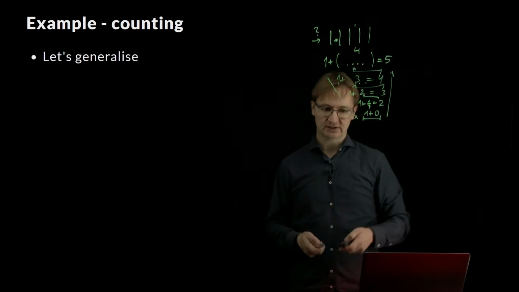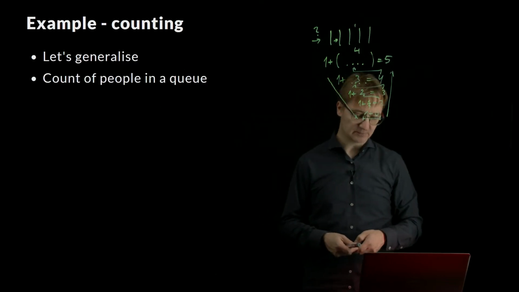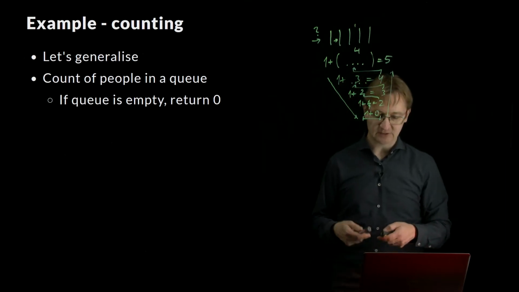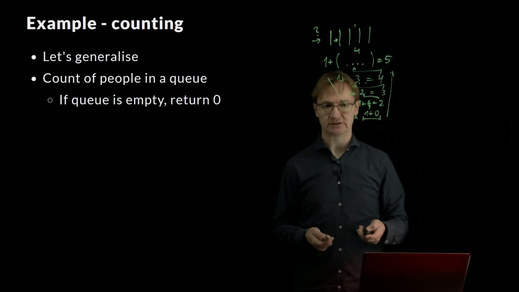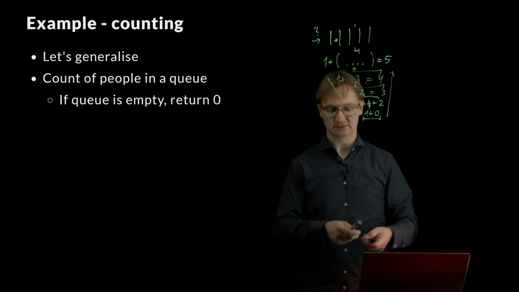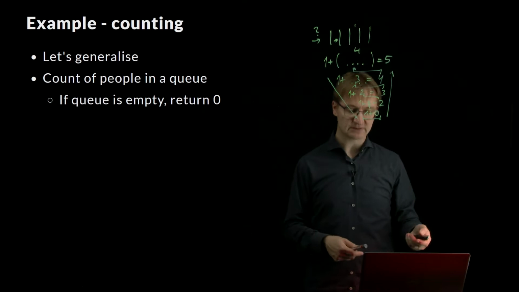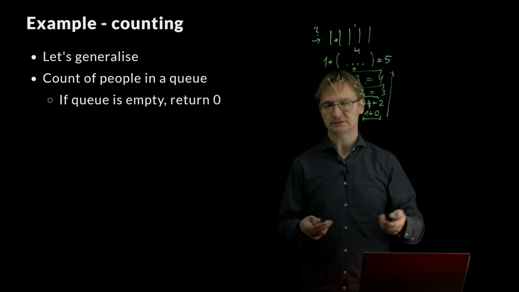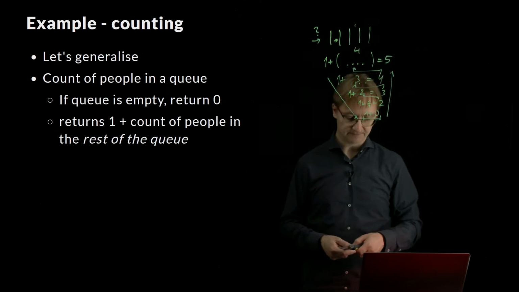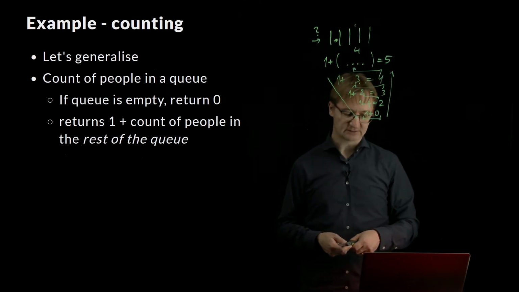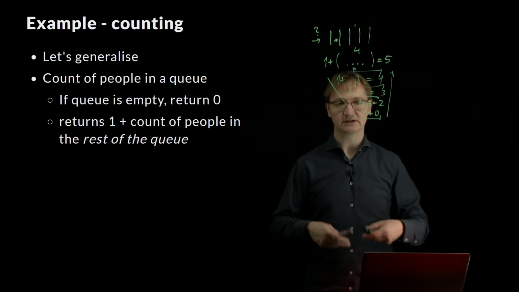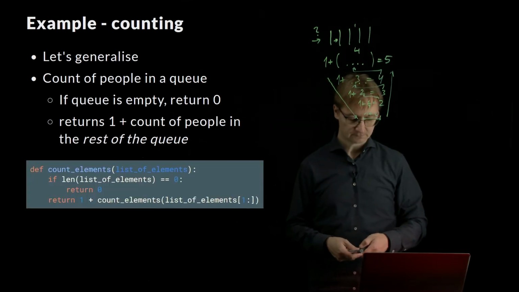So let's try to generalize again. We want to count the people in a queue. If the queue is empty, then we return 0. That's the base case, or we always have to have this termination case. So if the queue is empty, then we return null, or 0, there's no one to ask how many people there are. Otherwise, the result is 1 plus the count of the people in the rest of the queue.